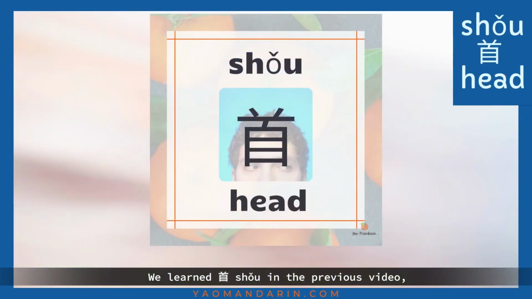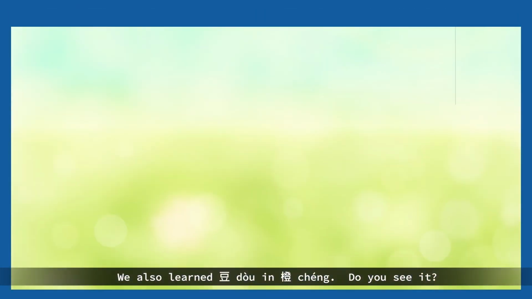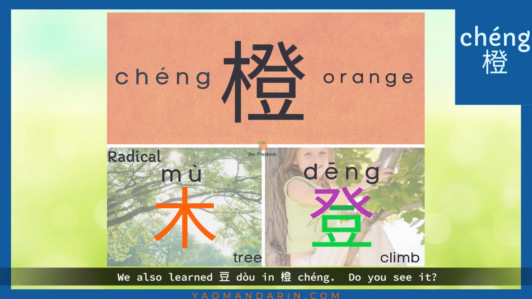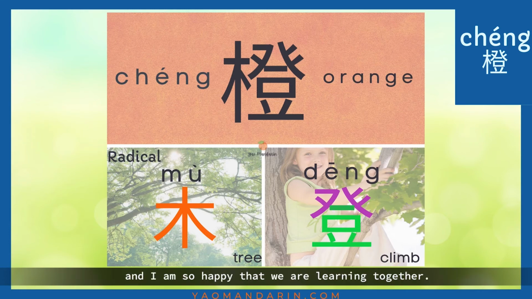We learned 手 in the previous video, and both 手 and 头 is head. In daily usage, when we want to express our head, the body part, we use 头. We also learned 豆 in 陈. Do you see it? Dou is on the right bottom part of Chen. Character decomposition is a practical knowledge in learning Chinese, and I'm so happy that we are learning together.